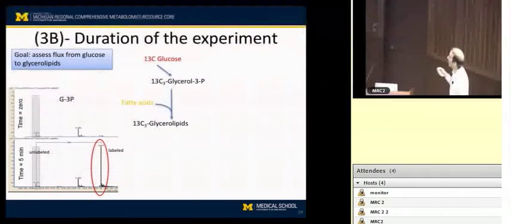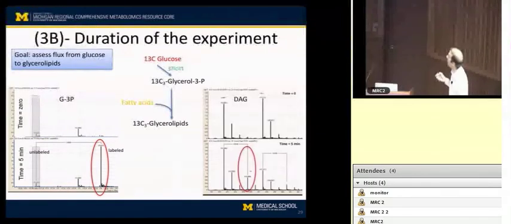So one possibility for labeling of your glycerolipids is just labeling of your glycerol 3-phosphate. This is a relatively short duration process. Synthesis of glycerol 3-phosphate happens on the order of minutes, seconds to minutes following introduction of glucose.